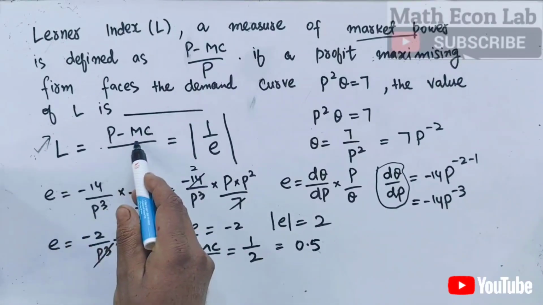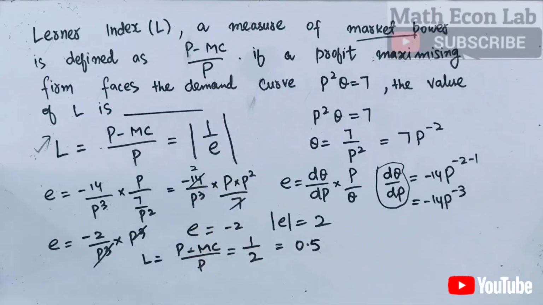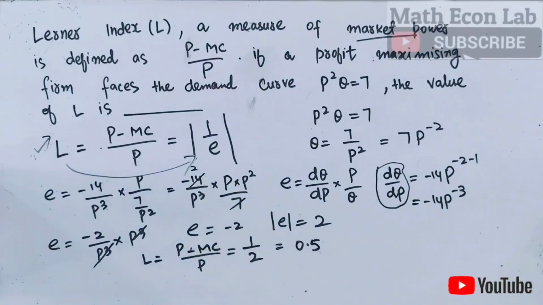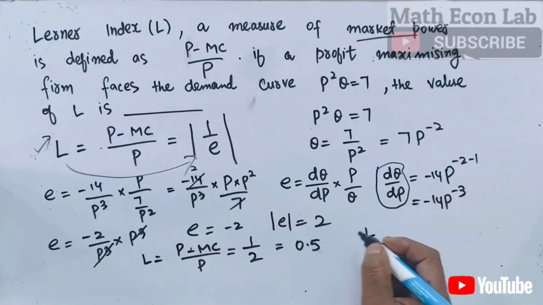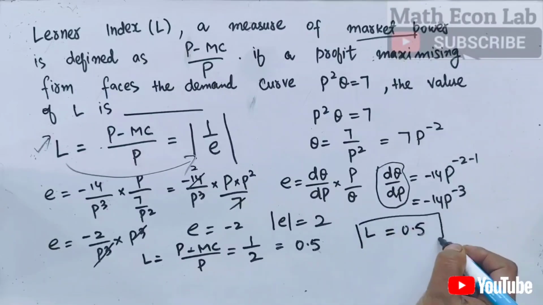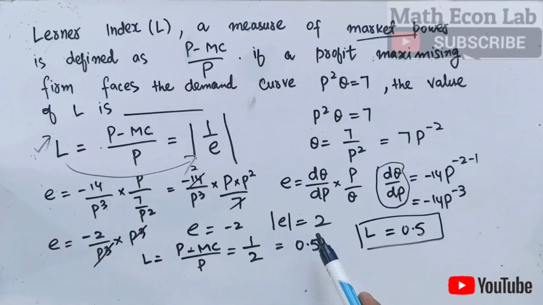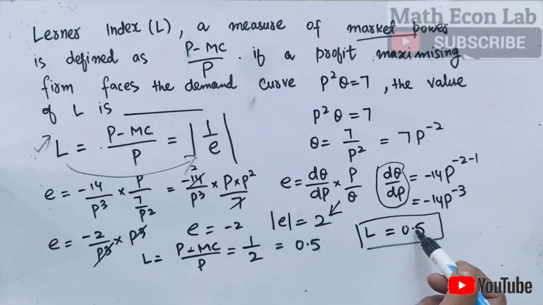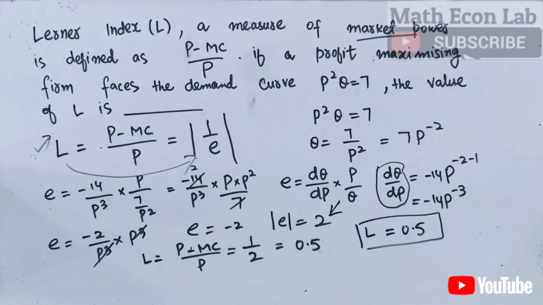If L is equal to this stuff and this stuff is equal to this, it means L is equal to 1 upon elasticity of demand. That means the Lerner's index will be the reciprocal of the elasticity of demand. Sorry, elasticity of demand was 2, so Lerner's index will be 0.5.